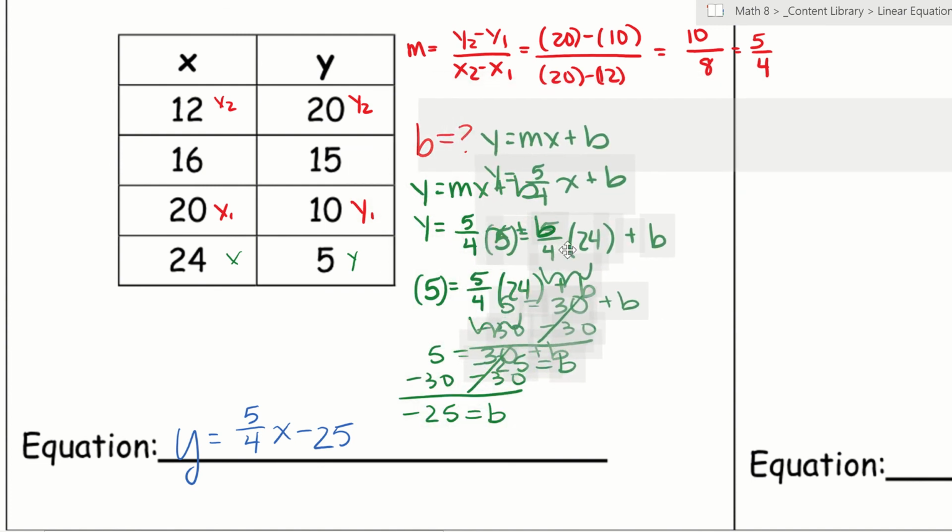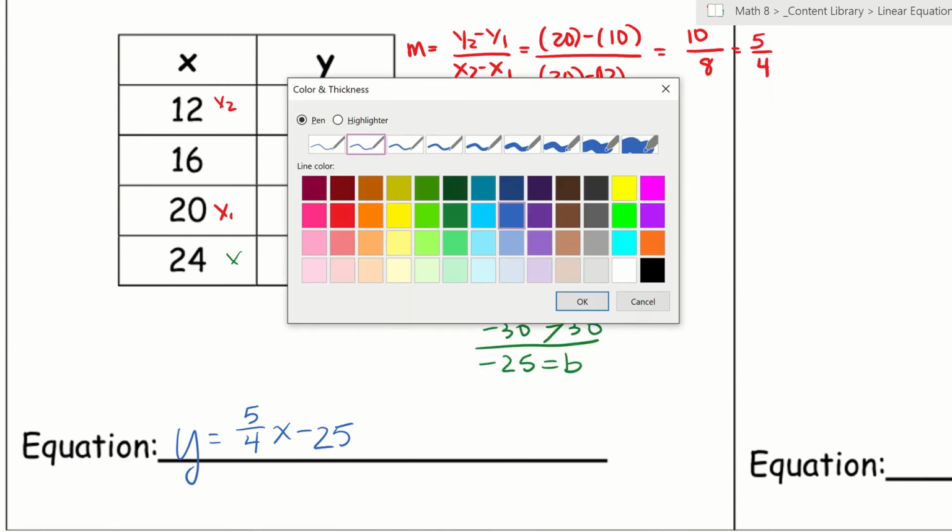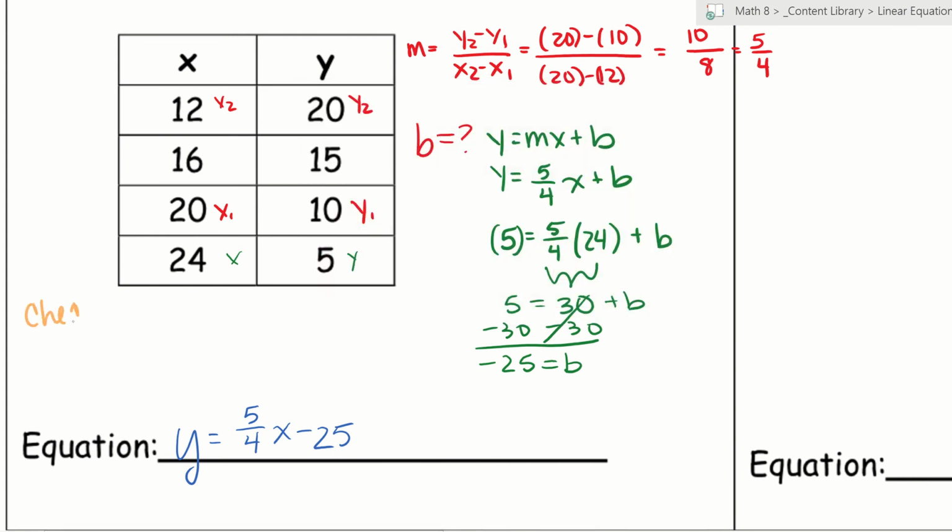That'd be cool if I could tell that I was correct. Well, lucky for you, we can do a nice little check. Okay, so let's check here. How do I check? I pick a point that I haven't used. Let's pick that one. I'm going to use what I think is the correct equation, and I'm going to substitute in 15 equals 5/4 times 16 minus 25.